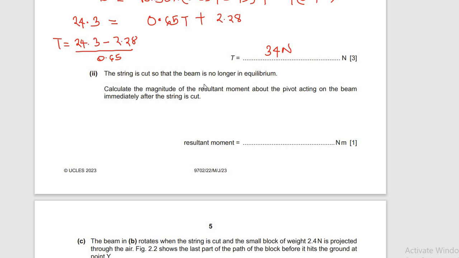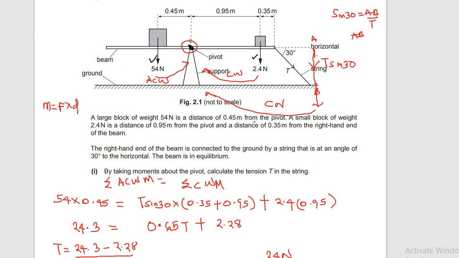The string is now cut so that the beam is no longer in equilibrium. Look at it. They cut the string. So obviously when they cut this string, the beam will fly off, right? When they cut it, it will fly off and move towards the heavier beam or the heavier weight. It will fly off and move toward the heavier direction.